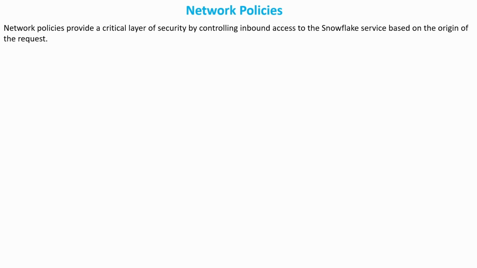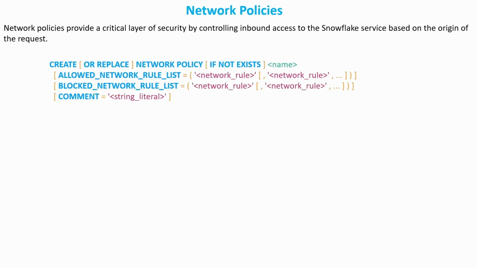Next up is network policies. Network policies provide a critical layer of security by controlling inbound access to Snowflake services based on the origin of the request. This is the syntax of a network policy. We will say create or replace network policy, then the name. Then we have the parameters allowed network rule list and blocked network rule list.